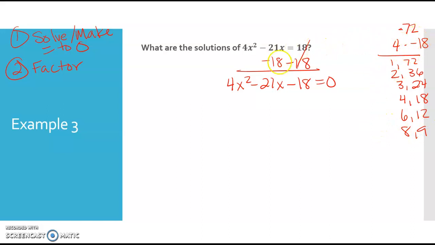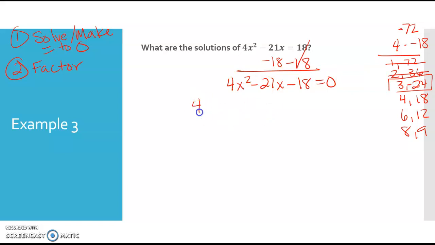And then I need to know, because this is negative, I have different signs. And because the middle one is negative, the negative goes with the bigger number. So I need which of these will subtract to 21. So 72 minus 1 doesn't get us there. 36 minus 2, still too far away. 24 minus 3, that's 21. There we go. And the 21's bigger, so I'm going to put the negative with the 24.